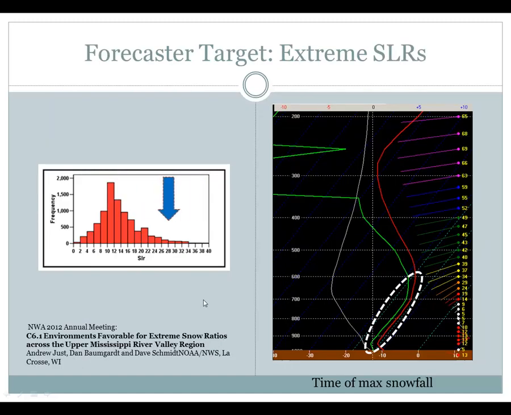So one thing to keep in mind: what can you as a forecaster do to improve the forecast? Always be on the lookout for these extreme snow to liquid ratios and make sure that the blends are accurately predicting those. And we're talking about the tail of the curve here. We're looking at extreme snow ratios of 25 to 1 or greater. These soundings typically have very deep dendritic growth zones, so keep your eyes open for this and ensure that your snow ratio is high enough for those outlier events. If you want more information on that, we can provide you with a PowerPoint slideshow, some of the work that Andy Just and myself and Dave Schmidt did here locally at the Weather Service in La Crosse.